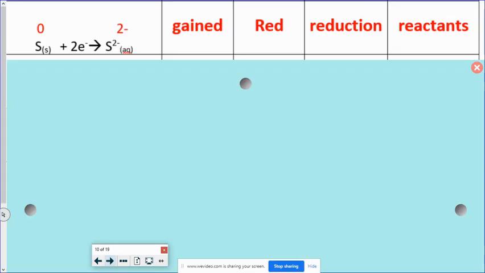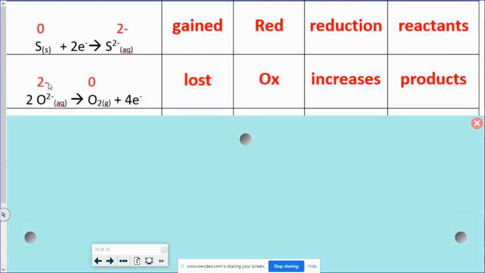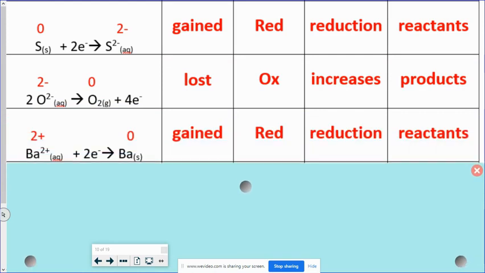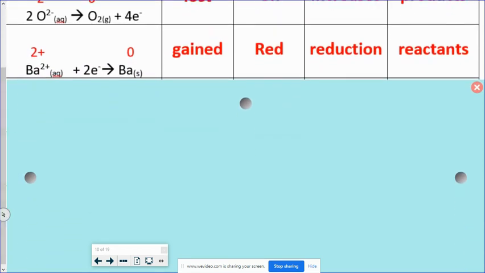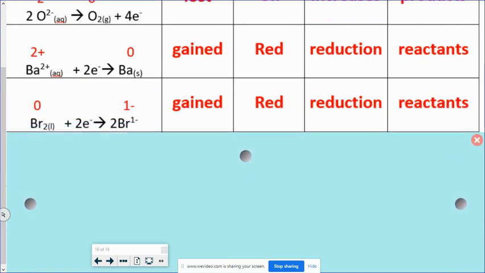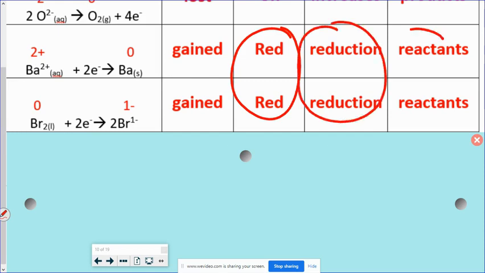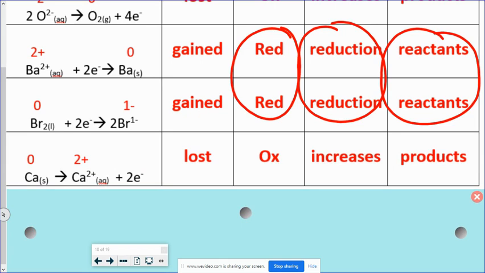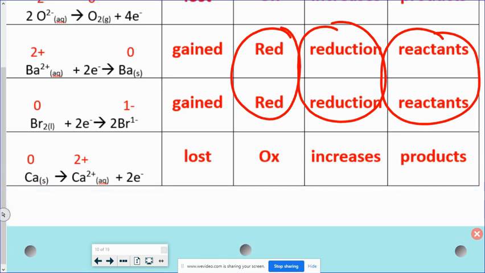So here's all the problems that you're going to do. And there's the sulfur. Feel free to pause the video at any point in time. There's the one we just did. There's the next one. Again, pause the video at any time you need to. The next one. And what I want you to be seeing is that every time we have a reduction half reaction, it's on the reactant side. That's kind of the key point to what we're doing in this unit. Calcium. And that is the last one. Again, you can pause the video if you need more time, or rewind it if you need to do so.